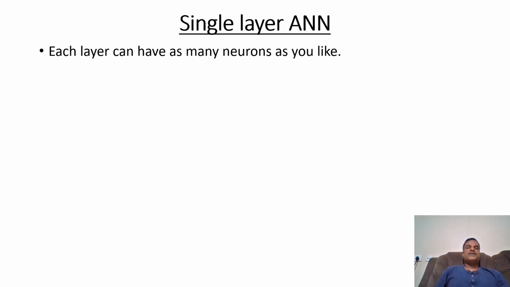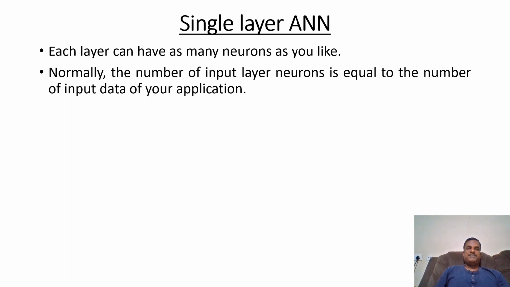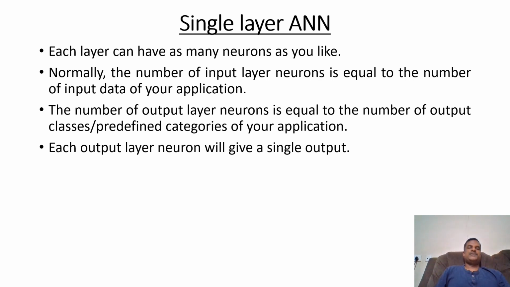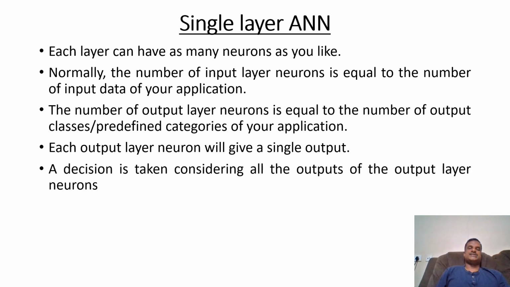How many neurons should I have? Each layer can have as many neurons as you like. It depends upon the application you have. Normally, if you have a classification application and you say that these are the features I am using for classifying my data, then the number of input layer neurons is equal to the number of input features of your application. In the same way, the number of classes is a predefined value which is assigned to the number of neurons in the output layer. Each output layer neuron will give you a single output, so combined together, we are going to take a decision.